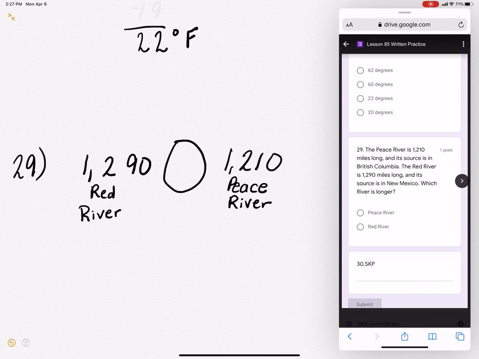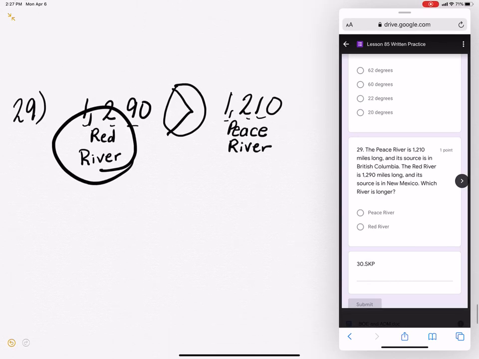So 1,200, the first two digits of these numbers are exactly the same. Now we have 9 compared to 1. Which is bigger, 9 or 1? Put your symbol in there. The Red River is the longest.